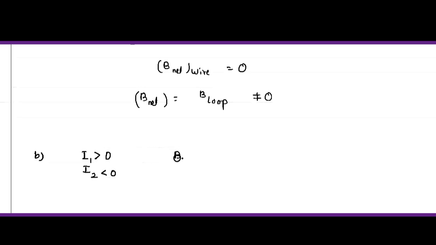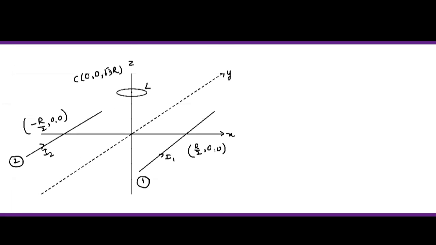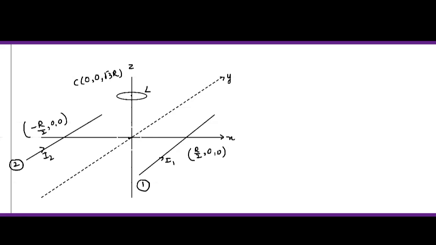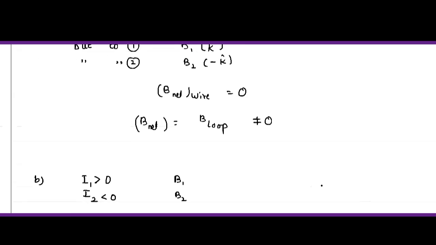Okay, now what would be the value of B1 and what is the direction? Basically, we need to first check the direction. So I1 is greater than 0. That means I1 is flowing like this. So the magnetic field will be in the plus k cap direction. We write the value to be in the k cap direction.